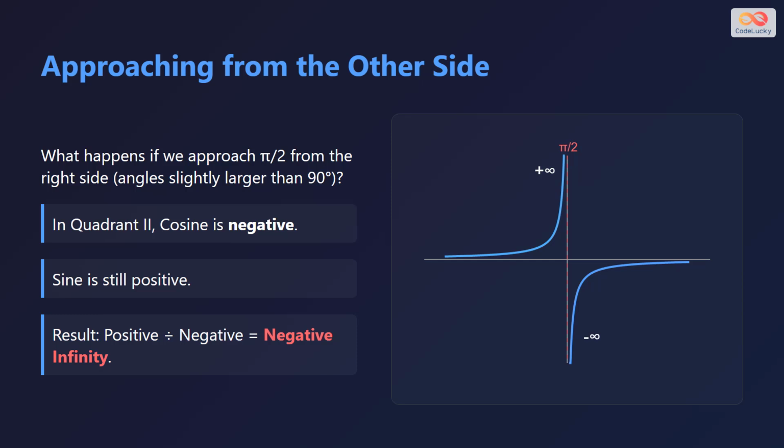If we approach 90 degrees from the other side, angles slightly larger than 90, we are in the second quadrant. Here, cosine is negative. A positive divided by a negative gives a negative, so the graph plunges down towards negative infinity.